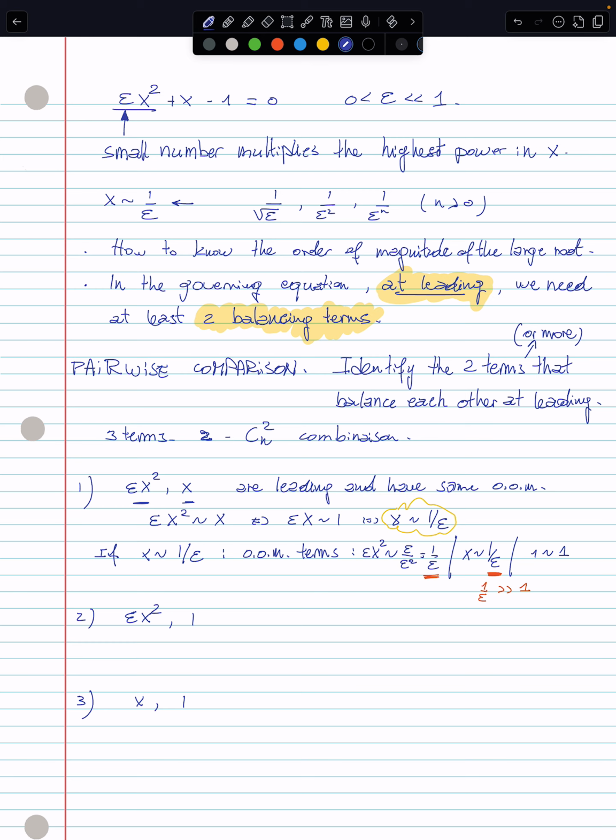By the way, that's something we already have discussed in the previous video. So just by multiplying, in that case, the equation by epsilon brings it back to something that is of order 1 at the leading.